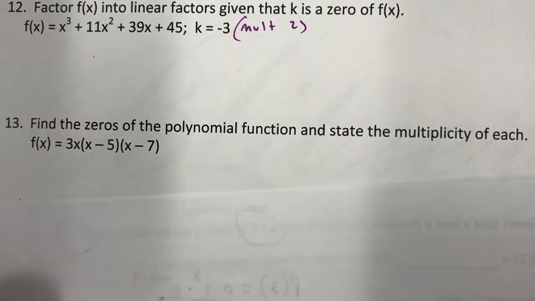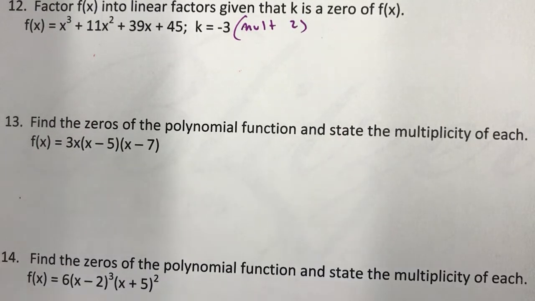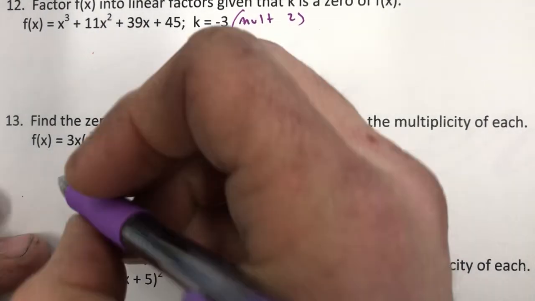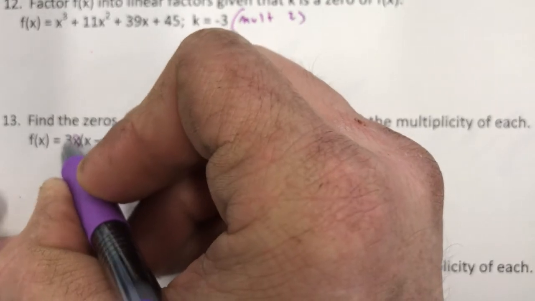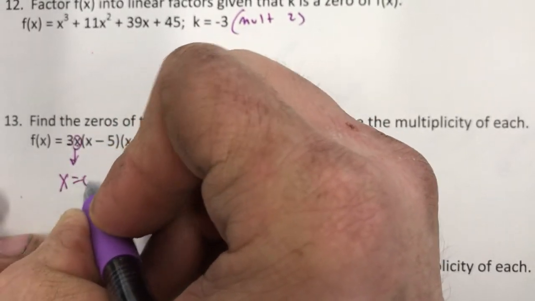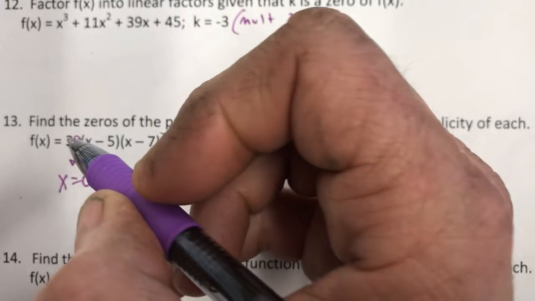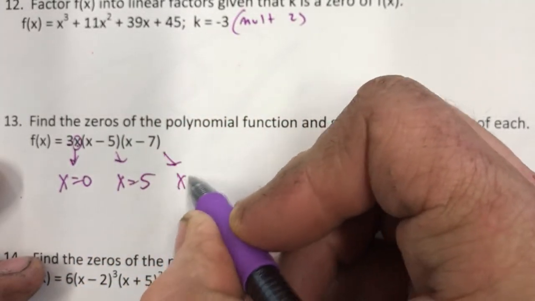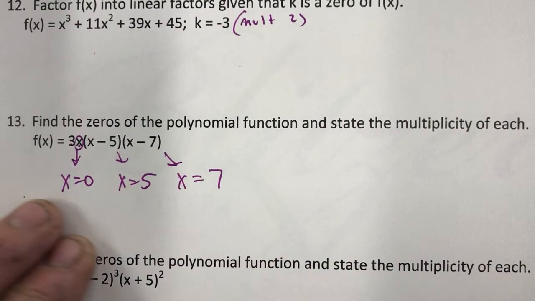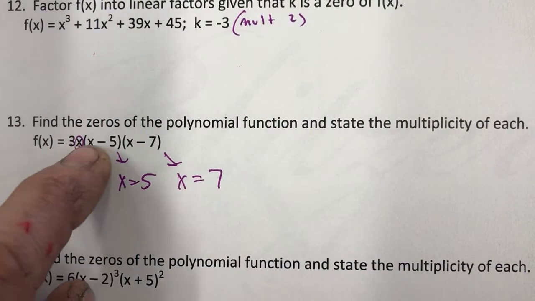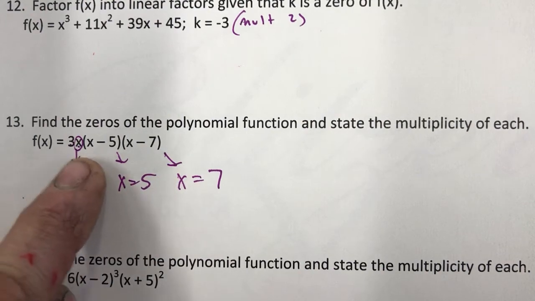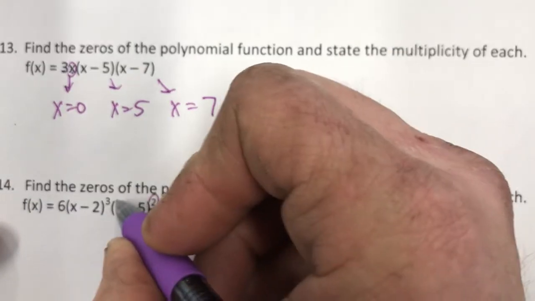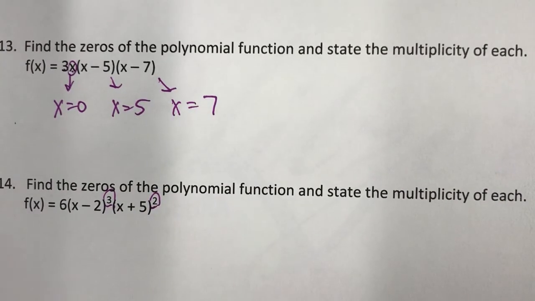Now 13 here. Find the zeros and state the multiplicity of each. All right, here. See this x, 3 times 0 would be 0. x equals 0. There's no plus or minus, which means it has to be 0. Here you got x equals 5, and here you got x equals 7. So there's my zeros, but the multiplicity on every one of these is just 1, because there's no powers. Whereas on this one, you can see the powers here. That means my multiplicity is going to be different.